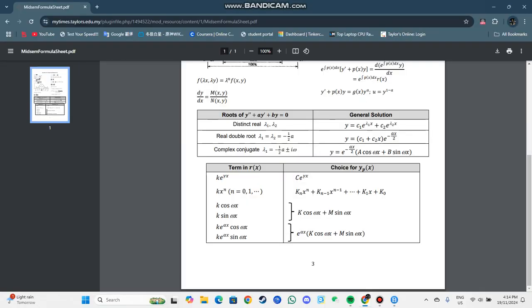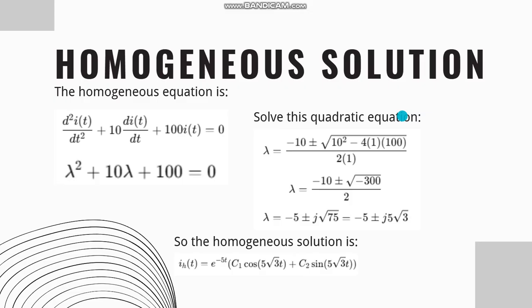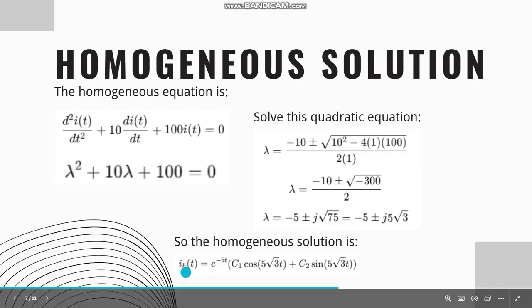As we can see in the formula sheet, when we have the distinct root, we'll have the general solution as shown in the formula sheet. Then we go back to our homogeneous solution, and we have this as our homogeneous solution.